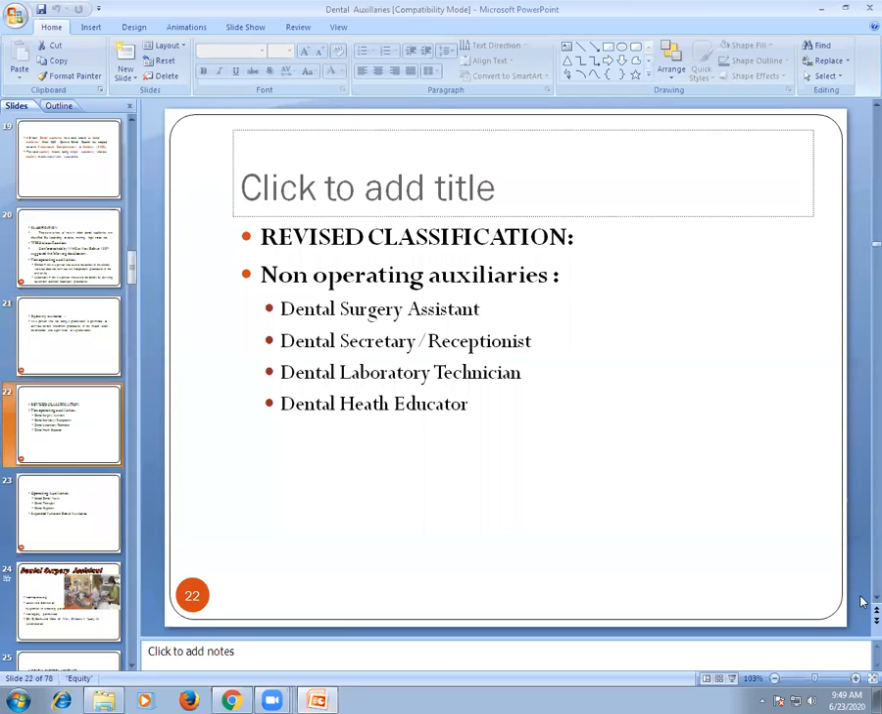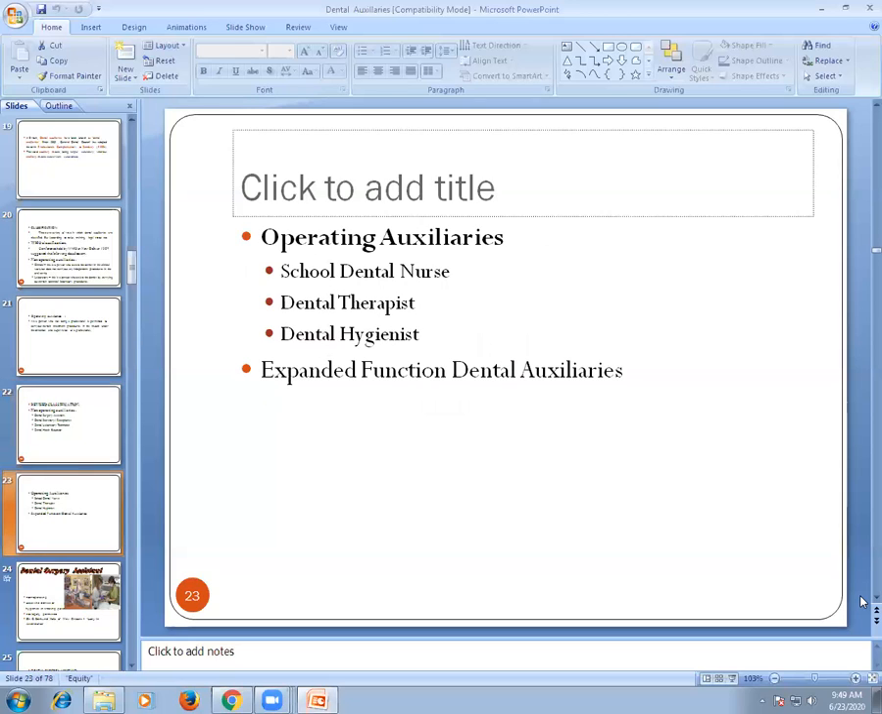According to the revised classification, the non-operating auxiliaries are dental surgery assistants, dental secretary receptionist, dental laboratory technician, and last is the dental health educator. All these are the non-operating auxiliaries. And in the operating auxiliaries, first is the school dental nurse, second is the dental therapist, third is the dental hygienist, and last is the expanded function dental auxiliary.